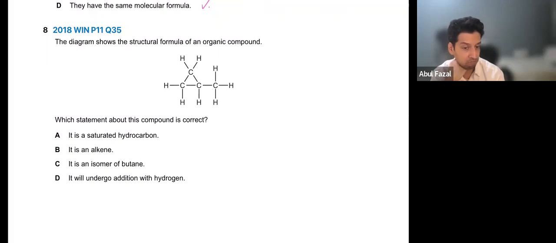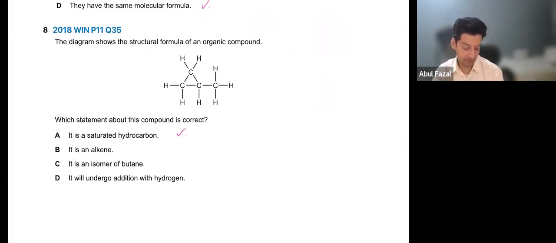And yeah, I hope you guys enjoyed this, but let's do a few more questions. The diagram shows a structural formula for an organic compound. यहाँ पे देखो क्या हो रहा है? Carbon is making that cyclical thing. We don't know what a cyclical thing is, but I think we can still do this question. Is this a saturated hydrocarbon? Yes, it is. It does not have a double bond. In this structure, it cannot get any more carbons.